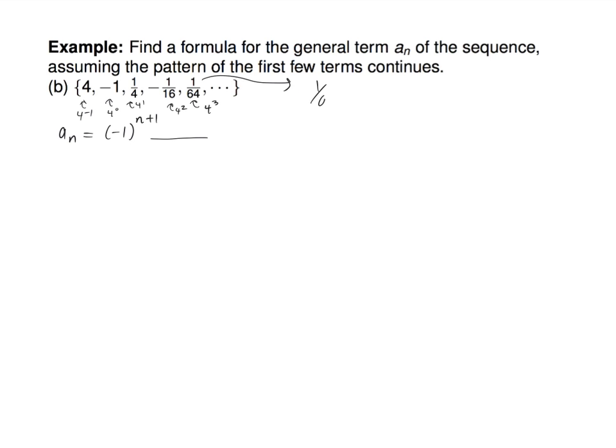So 1 over 64 is 1 over 4 cubed, and I don't know why I wrote 5. That's a fifth term. Exactly, that's what I was thinking. This is the 5th term, right?